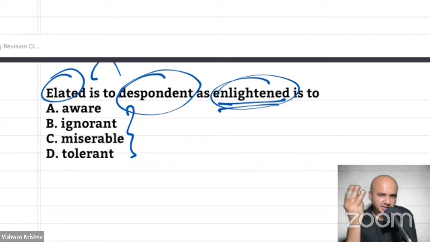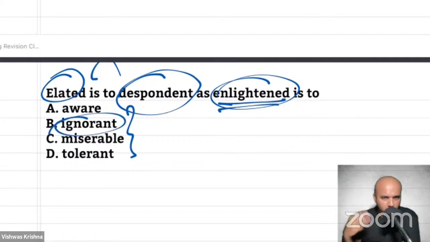Opposites, that's it. Elated, despondent, enlightened. Enlightened, you would have heard this. Buddha attained enlightenment, right? So, Rakshit, Pratiksha, and Sumati, all of them have given the answer. They all say it's ignorant. They're all correct. The opposite of being enlightened is being ignorant.